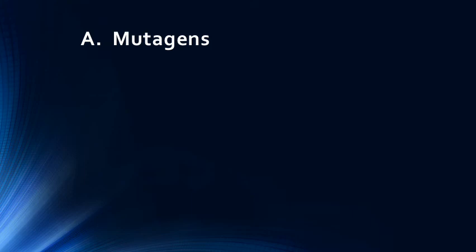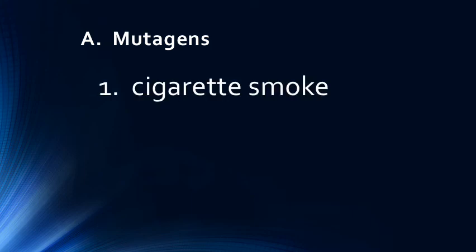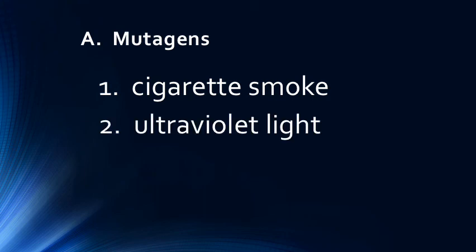So, what are things that cause mutations? Those are called mutagens. We know of certain things that are mutagenic. We know that cigarette smoke mutates a particular gene on your DNA. We know that ultraviolet light mutates your DNA. And we also know that radiation mutates your DNA. Okay, so we know all 3 of those substances mutate your DNA.